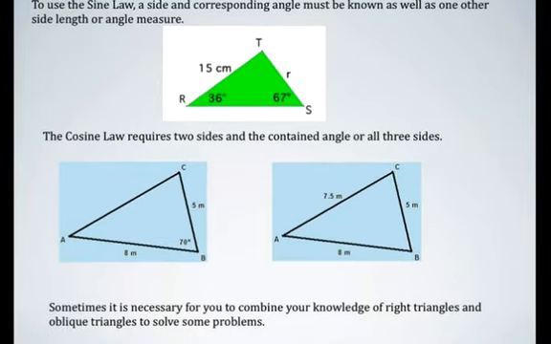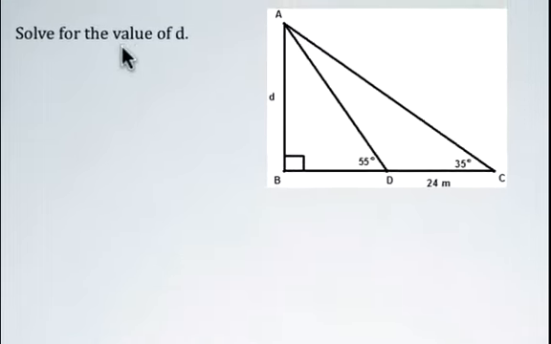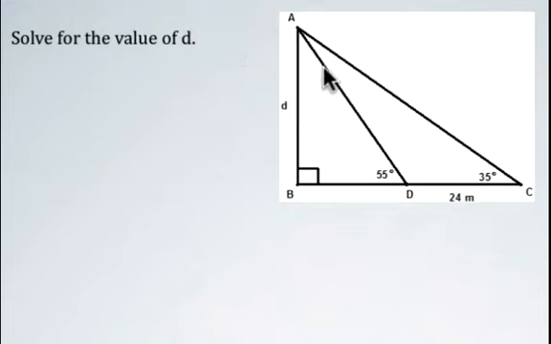Now, sometimes it's necessary for you to combine your knowledge of right triangles and oblique triangles to solve some problems. So for this question here, what I'd like you to do is find any angle measures that you can, and what you're going to try and do here is find the value of D. So this is side length AB. So I want you to see if you can find side D.